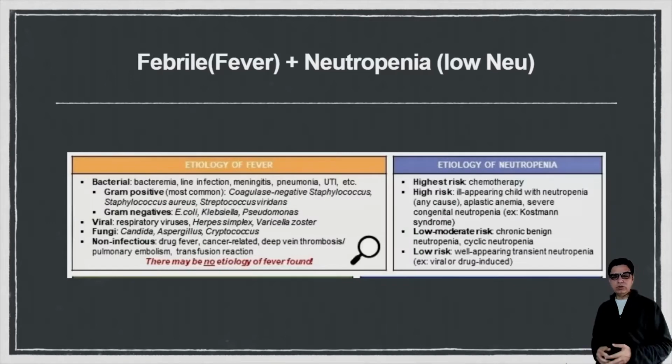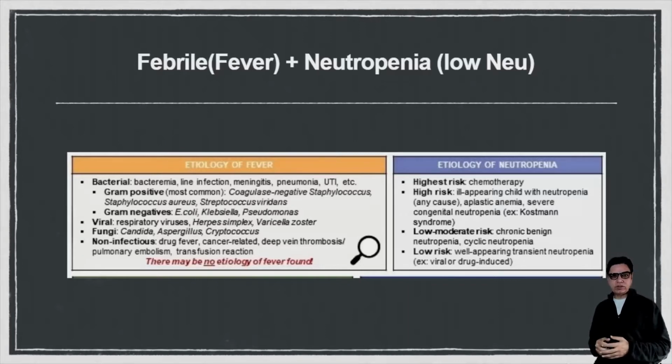Now, coming to the etiology of febrile neutropenia. If there is fever and a low absolute neutrophil count, the question is, they are very much prone to develop different types of infections.